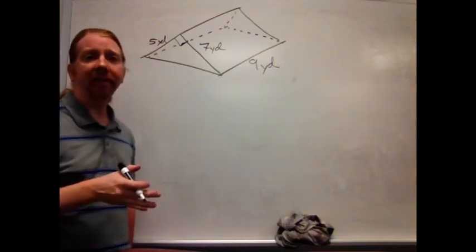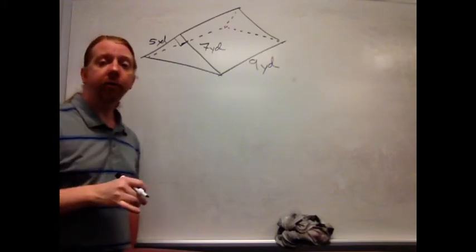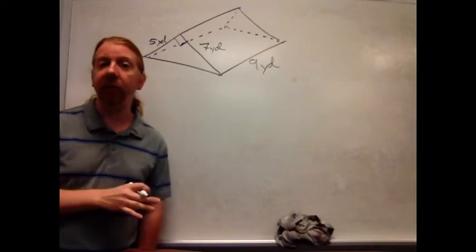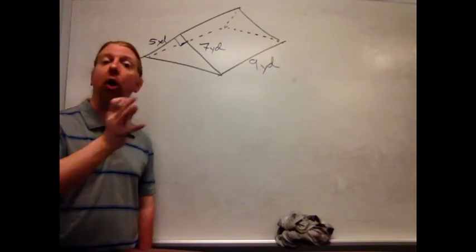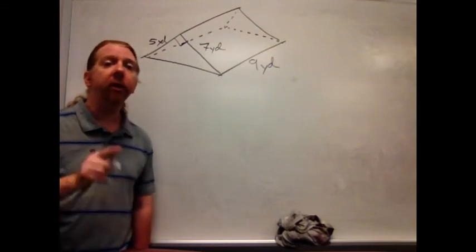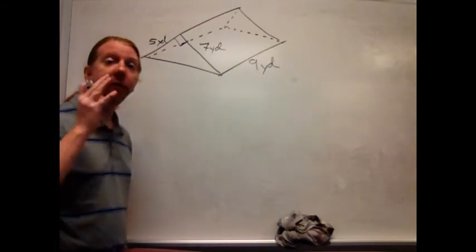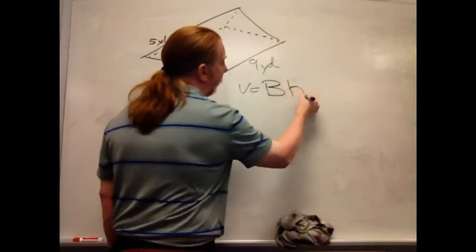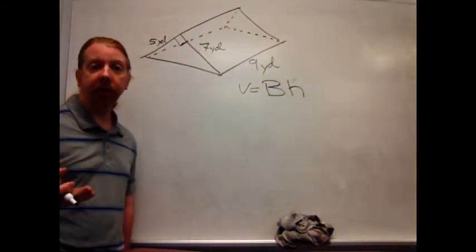right triangle as its base. Now the right triangle is given as having legs of 5 and 7. The overall prism is given as having a height of 9, and all units are in yards. There are a couple of challenges we have to keep with this. The first challenge on our list is that in our volume formula, volume being the area of the base times the height, there's a height.